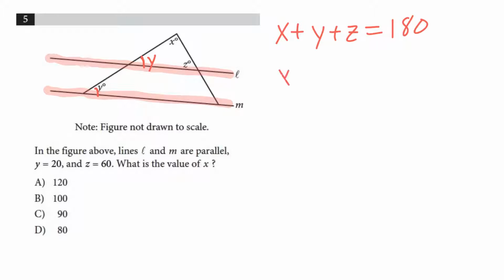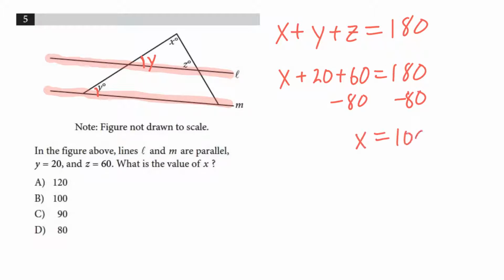Well, we don't know X, but we know Y is 20 and Z is 60, equals 180. So that looks like 80 on the left. I'm going to subtract 80 from both sides. I'll get X equals 100. So B is our answer.